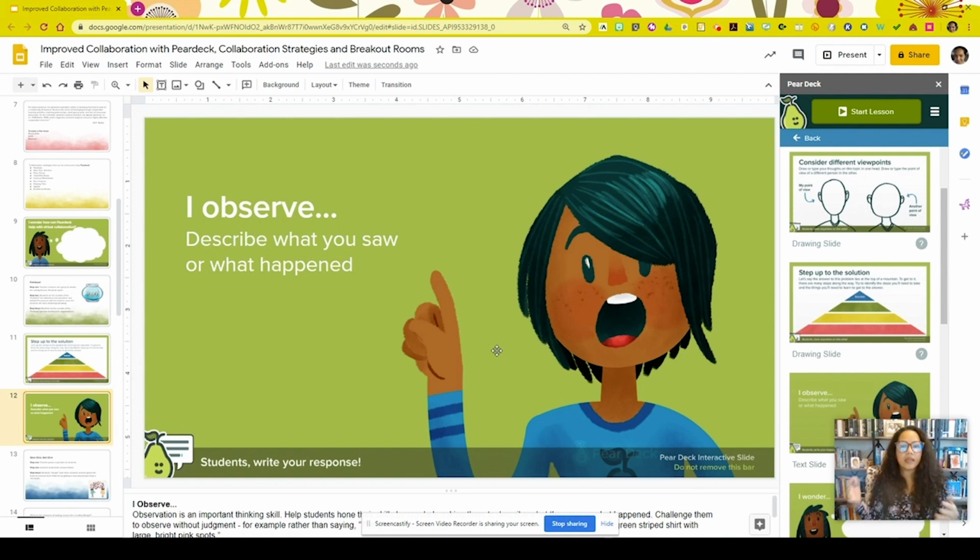So again, if I am in person with my students and if my students all have devices, and of course, I don't know if I would necessarily be doing this type of Pear Deck with my students if they didn't have devices to respond. I would present, whatever. So we're just going to stick with it.